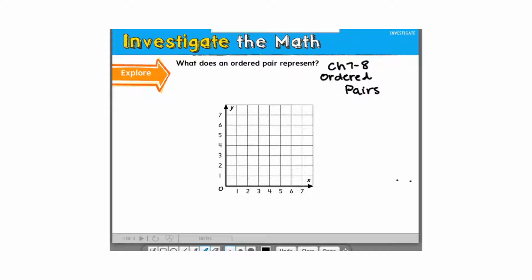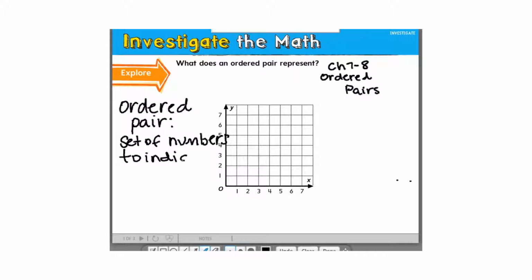Okay, so one term I've been using is ordered pair. That is the term, it means the place on the graph, the point on the graph in which you are graphing. So the ordered pair is a set of numbers to indicate a point. Then I'm going to show you an example of what that would look like. Ordered pairs are always written inside of parentheses with a comma in the middle.